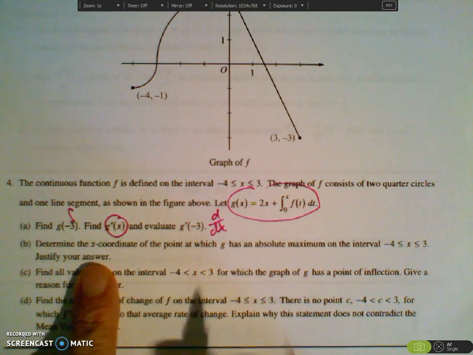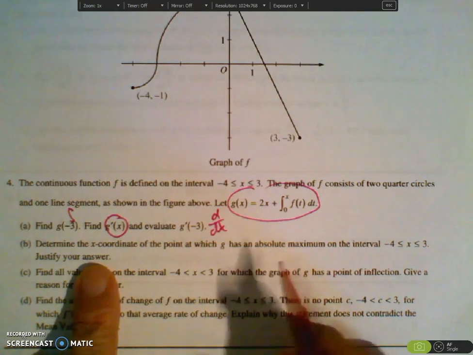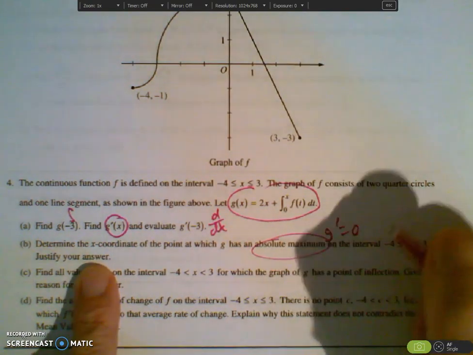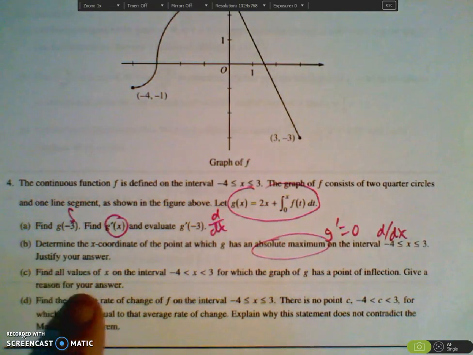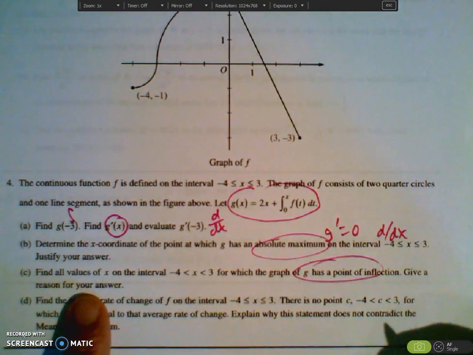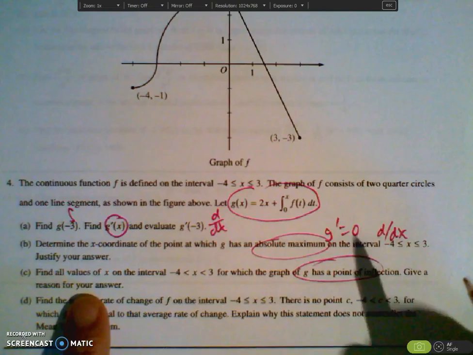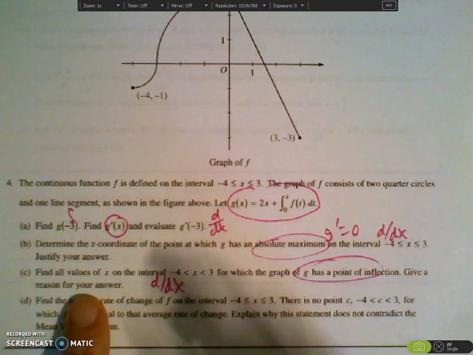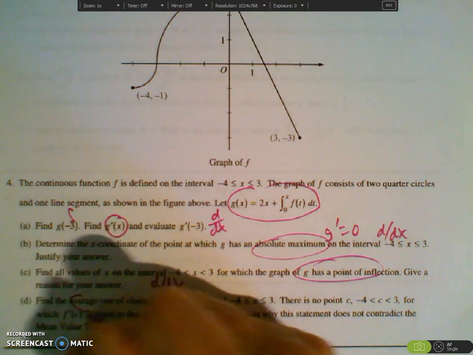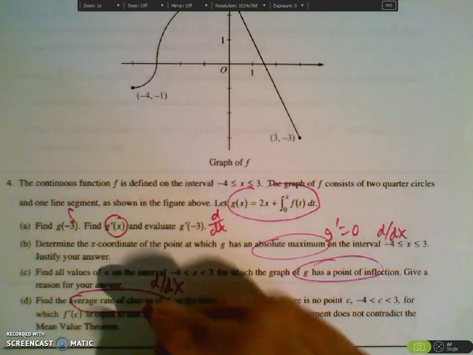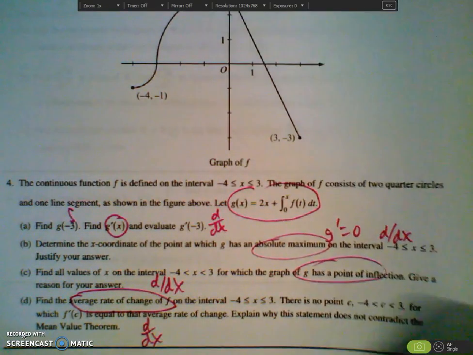In part B, it says determine the x-coordinate at which G has an absolute maximum. Well, to find an absolute maximum, one of my first steps is to set the derivative equal to 0. So I'm going to call this a derivative problem. Part C, find all values for which the graph of G has a point of inflection. Okay, so points of inflection often have to do with a second derivative, or it's where our first derivative changes direction. So I'm going to call this a derivative problem. Part D, find the average rate of change. Well, hey, a rate of change is like a slope, and so I'm going to call this one a derivative problem. All right, let's keep moving along.